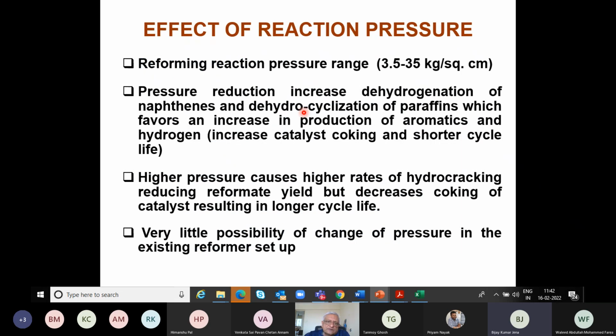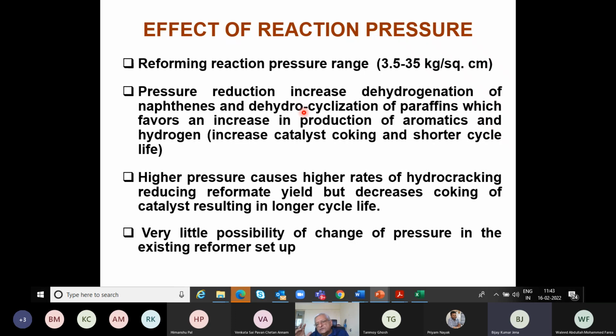If you look at the effect of reaction pressure, pressure is the most important variable. If you recall, when I talked about catalytic reforming, I mentioned that when it was invented by UOP way back in 1942, the first commercial unit operated at almost as high as 70 bar, 70 kg per square centimeter. Ever since, there has been a drive to go down on pressure because there's an expansion in volume when you do dehydrogenation. That means naphthene is going to aromatics plus liberation of hydrogen.